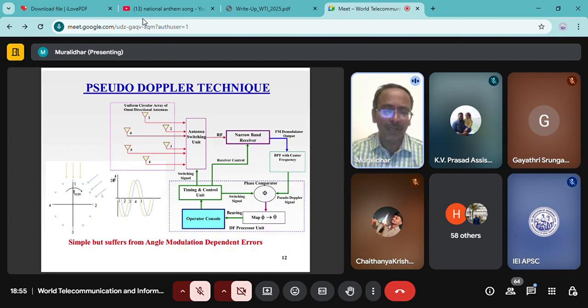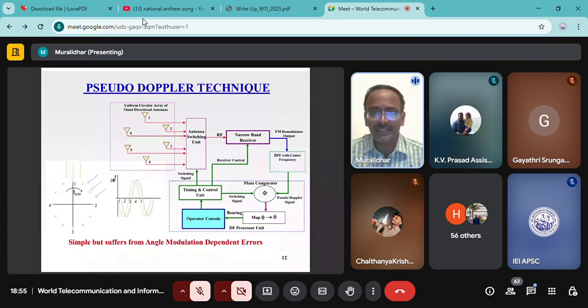As the probability of failure of the servo's movement is higher, and at the same time it cannot move at very high speeds, beam steering is done. Several antennas are placed, and with the help of a multiplexer, one antenna at a time is selected. That is called pseudo Doppler.